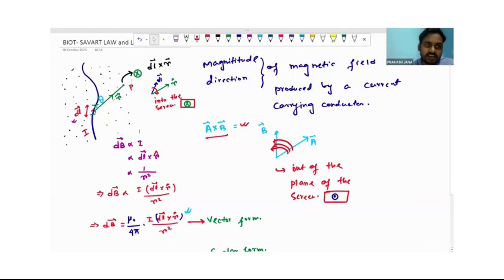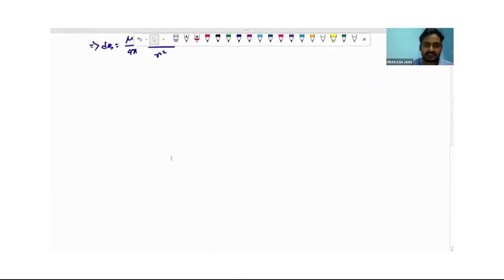Now, if we just alter the direction of the current through this conductor, what will be the direction of the magnetic field at point P? Let us draw one more figure for the same.